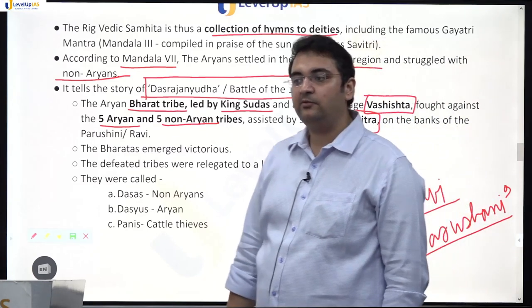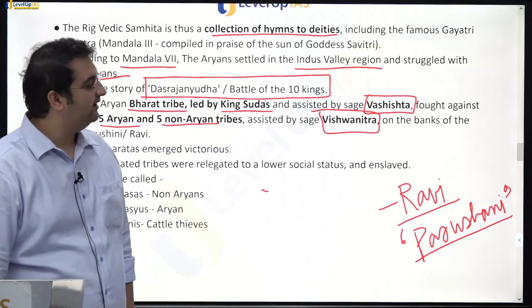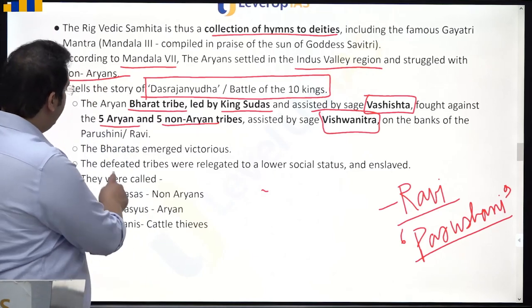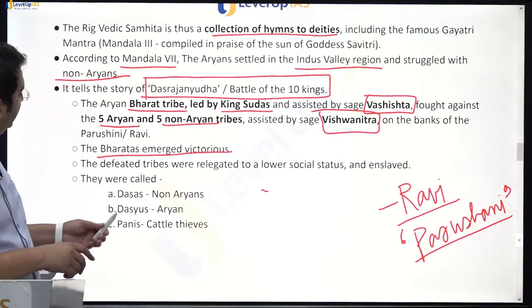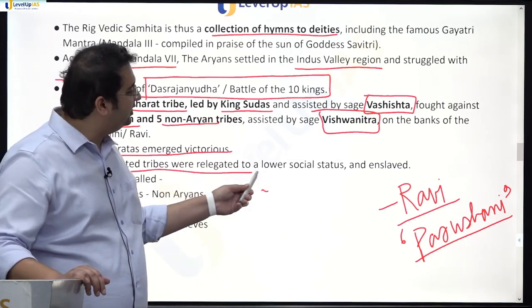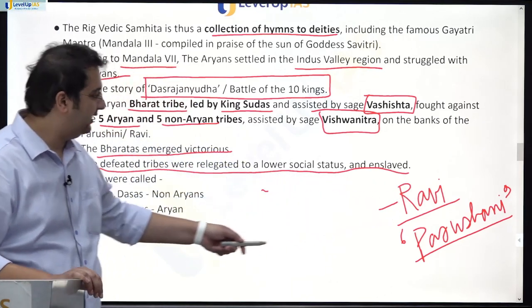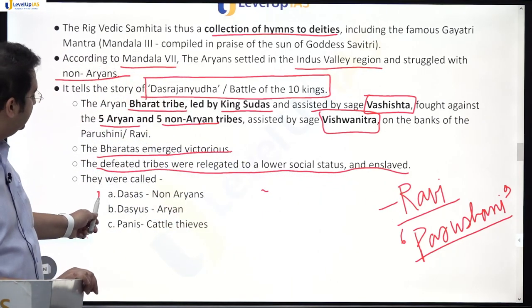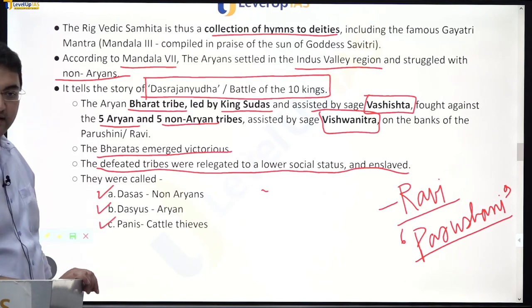What was the outcome? Kaun jeeta, hero ya villain? Obviously, hero hi jeetega, right? And the Bharatas emerged victorious. The defeated tribes were relegated to a lower social status and enslaved. Theek hai? They were called Dasas, Dasyus and Panis.